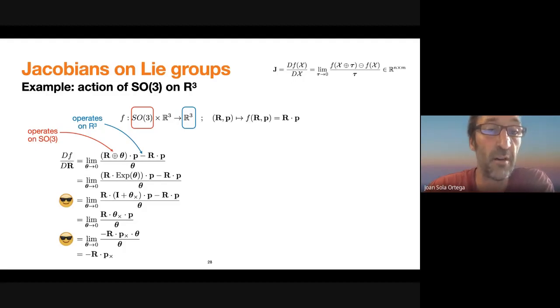That's the Jacobian of F with respect to R. Okay? It's not that difficult. There's a little of things involved, but it's not that difficult.